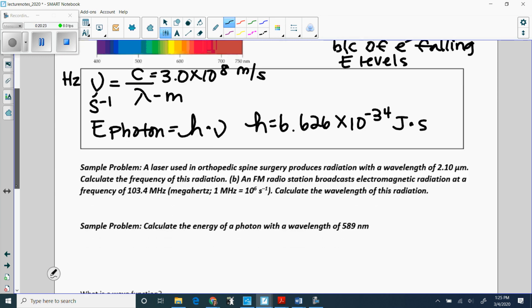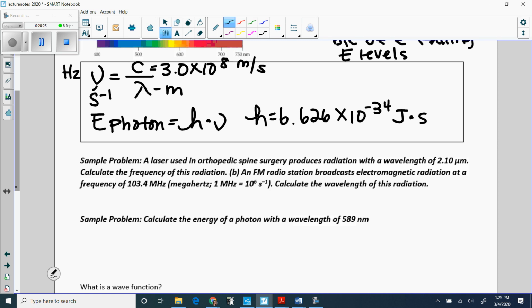All right. A laser used in orthopedic spine surgery produces a radiation with a wavelength of 2.10 micrometers. I'm going to switch to red to do these conversion factors. 1 micrometer is 1.0 times 10 to the negative 6 meters. The other one you're going to see is a nanometer. A nanometer equals 1.0 times 10 to the negative 9 meters. Usually they're written into the problem. You don't have to memorize them, but just so we have them here.